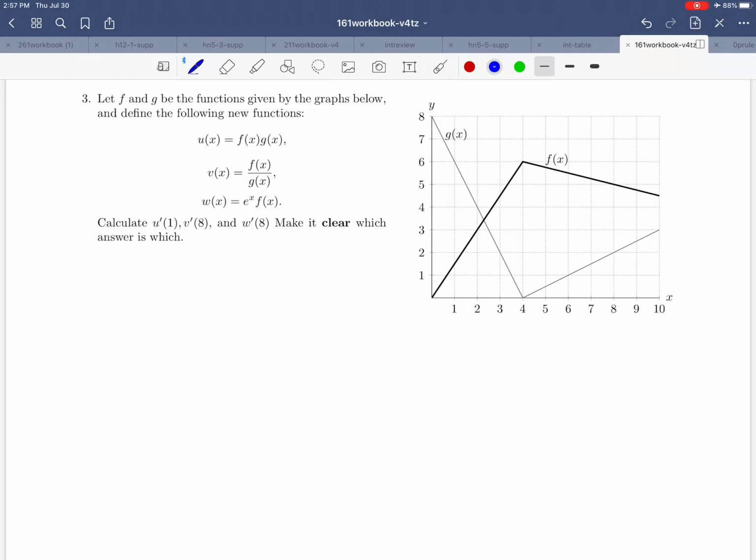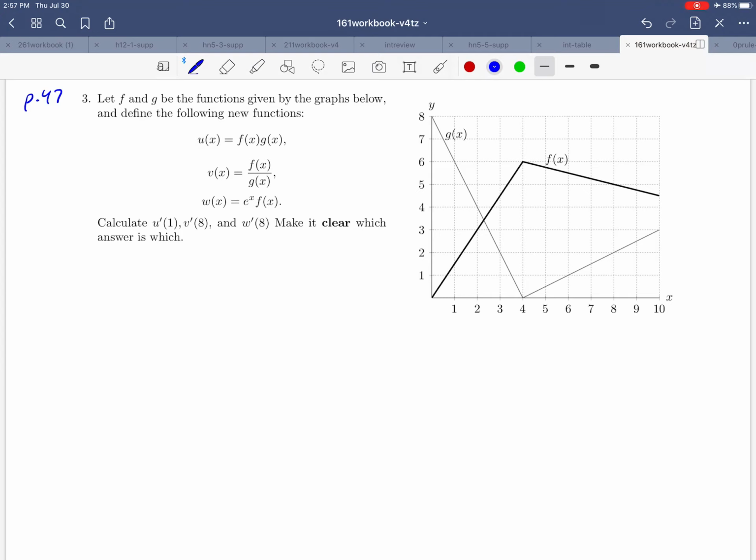Hello everybody, and welcome to exercise 3 on page 47 of the workbook. This is the last exercise in this section, and this is kind of a challenging exercise. It really requires that we put together a couple of different elements to do this problem. Okay, so let's read this together and see if we can make sense out of this.